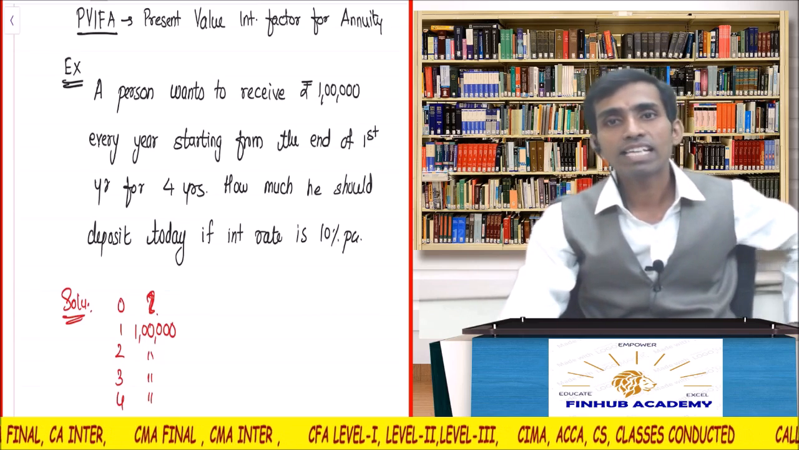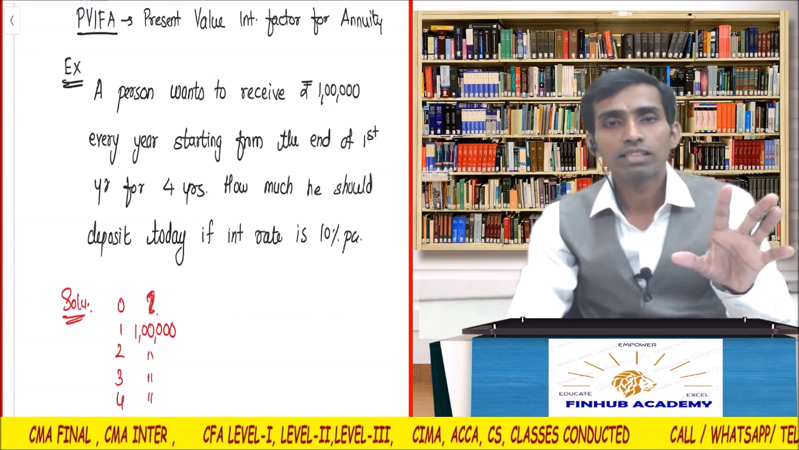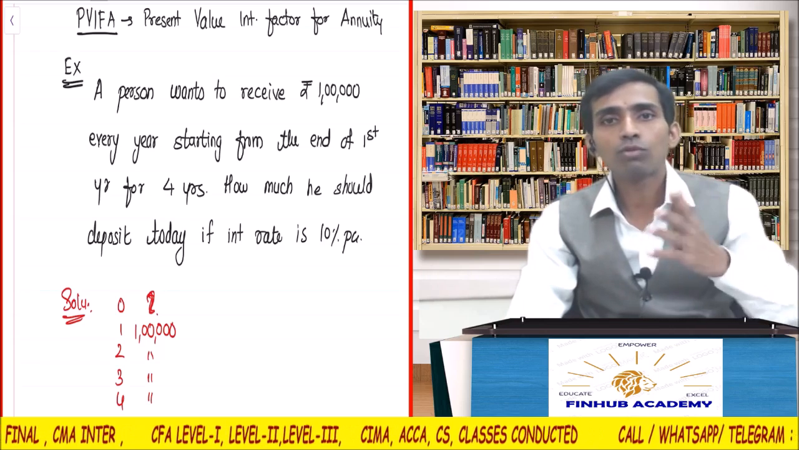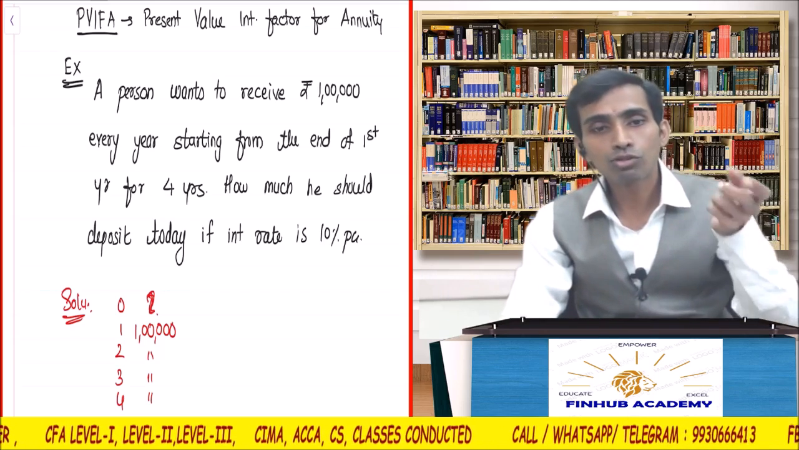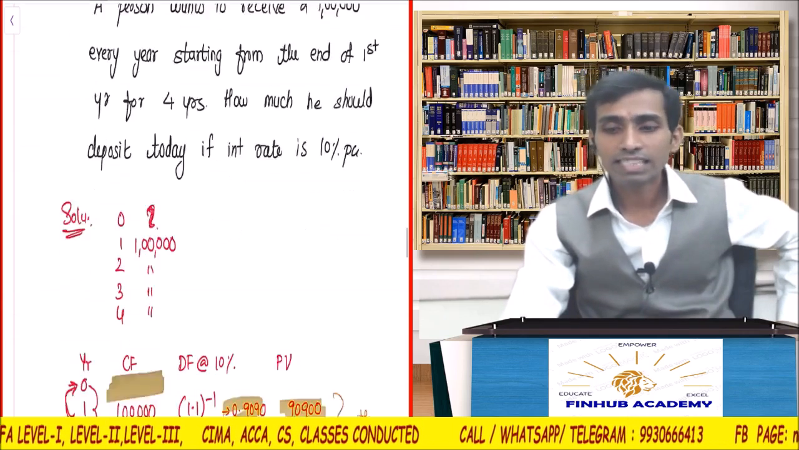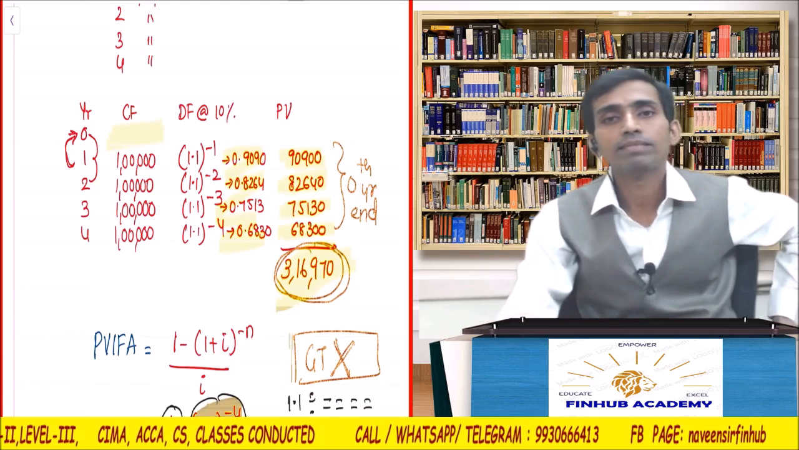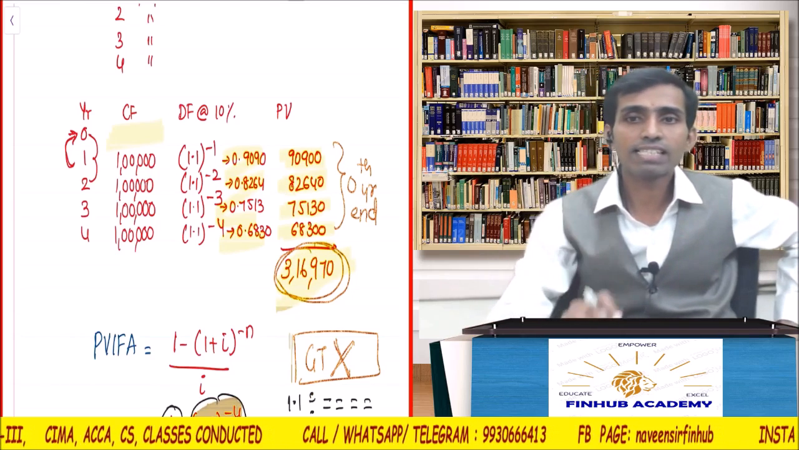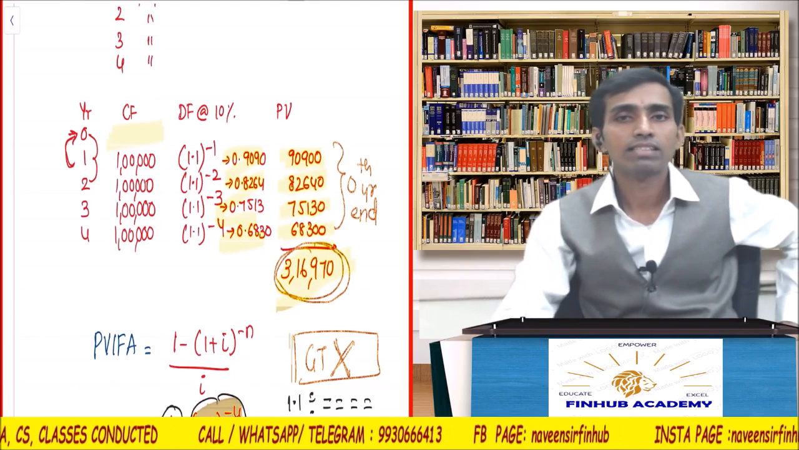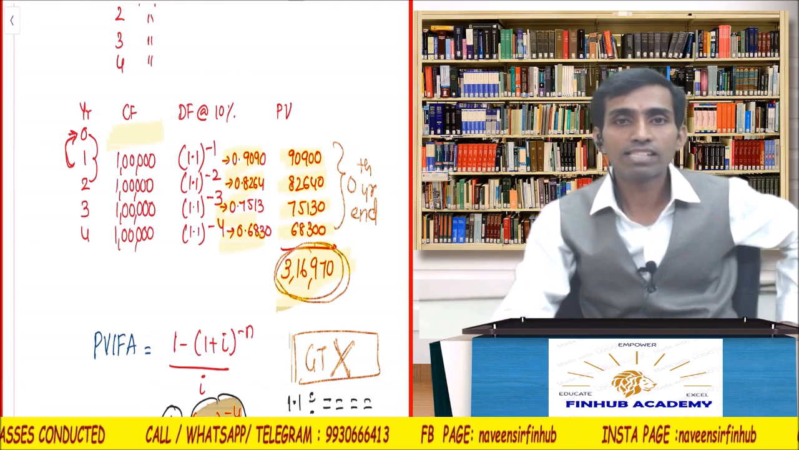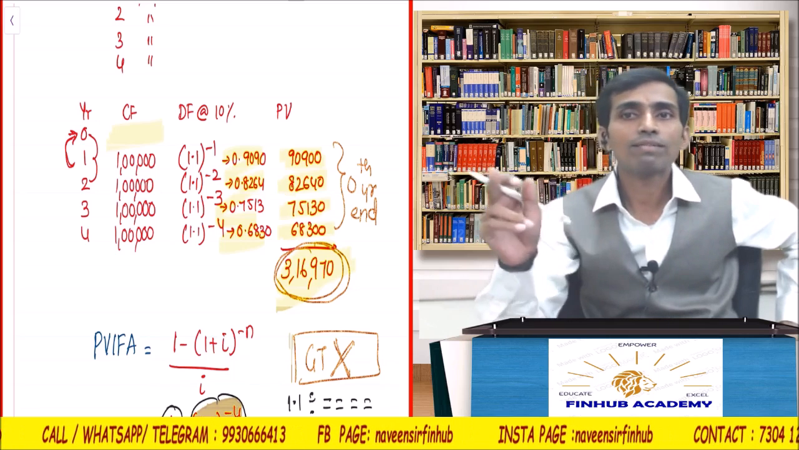Now think, there is an investment where you want 1 lakh. You want to invest something and you want 1 lakh for the next 4 years. So what is the amount you should deposit today? And that amount is this, 3,16,970. If you deposit 3,16,970, then you will get 1 lakh, 1 lakh, 1 lakh for the next 4 years.